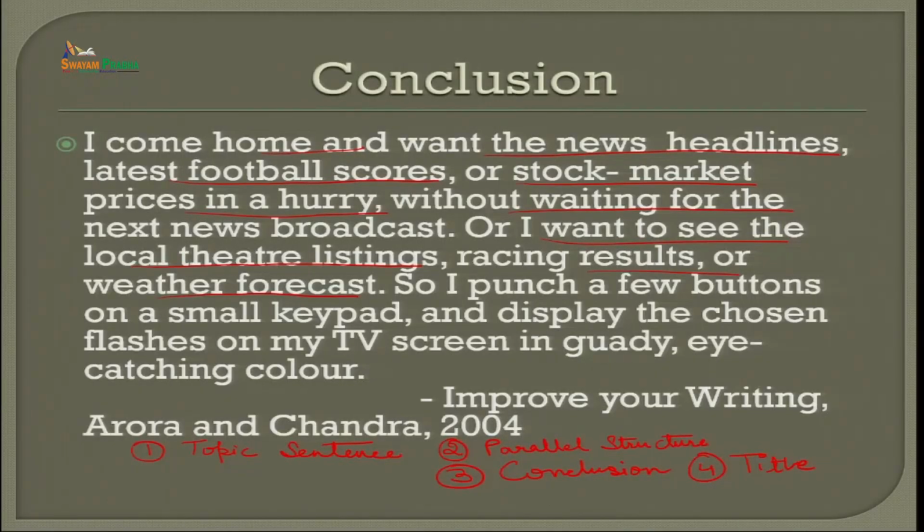Tell me. Do we have parallel structure? Now look at this. I come home and want the news headlines, latest football scores or stock market prices in a hurry without waiting for the next news broadcast. So, this is the first sentence, right? Now, second, or I want to see the local theatre listings, racing results or weather forecast. So, I am joining two sentences with the connector or. So I punch a few buttons on a small keypad and display.